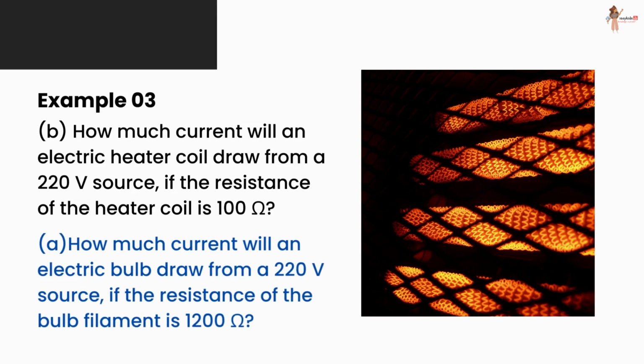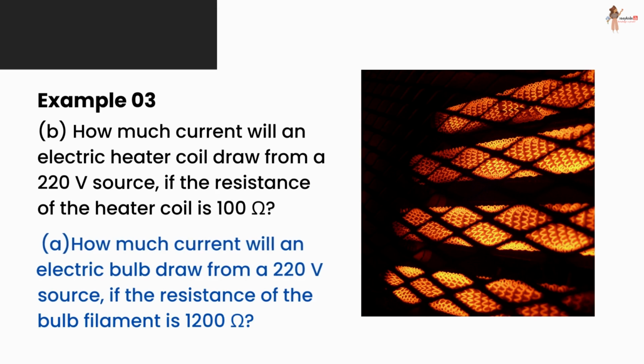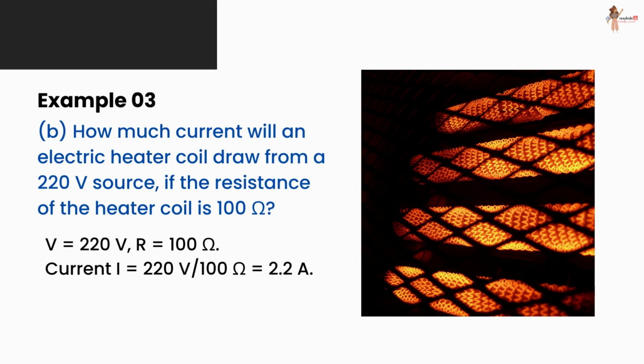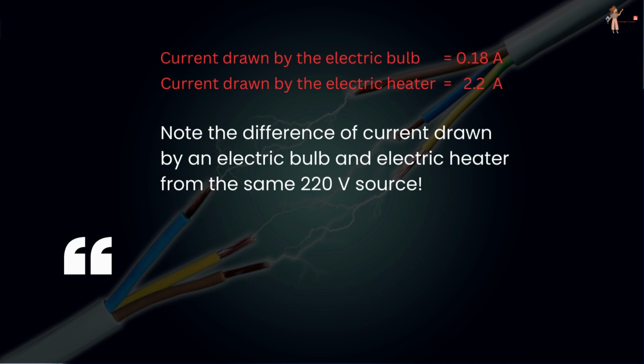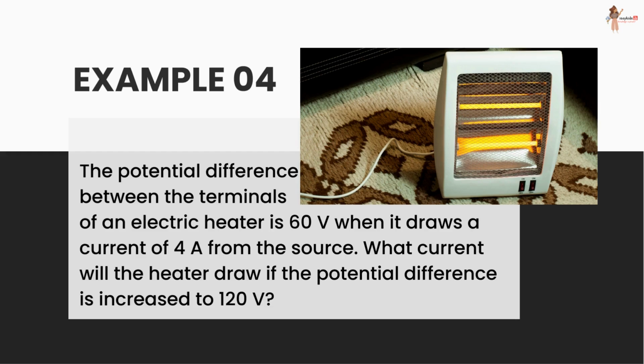Moving on to the next one. How much current will an electric heater coil draw from a 220 volt source if the resistance of the heater coil is 100? We are given V is 220, R is 100. Now we know that current is V upon R, which gives us 2.2 amperes. Now you got to note the difference of current drawn by an electric bulb and an electric heater from the same 220 volt source. Let's see one more example.